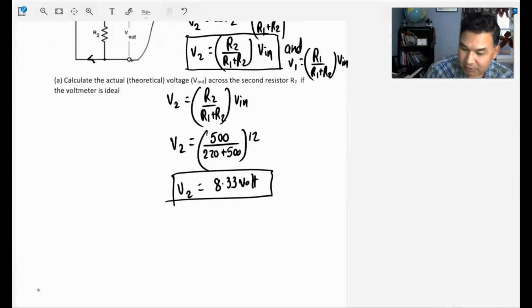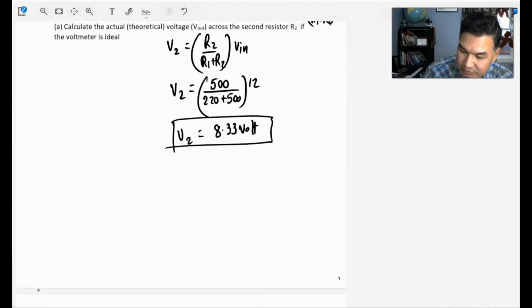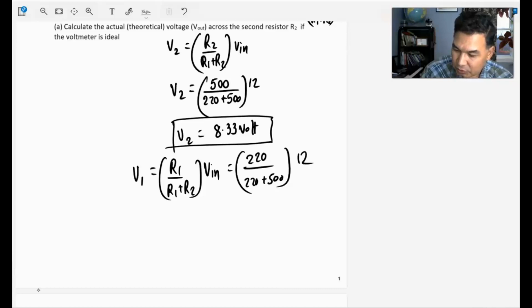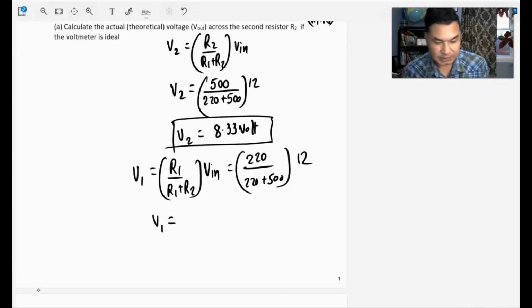And if you want to find the voltage across the first resistor, you can do the same analogy, right? So V1 will be R1 divided by R1 plus R2 times V in. R1 is 220 kilo ohms, so 220 divided by 220 plus 500, times 12 volts. It's not actually asked in this particular problem, but let's check. So 220 times 12 divided by 220 plus 500 is 3.66 volts.